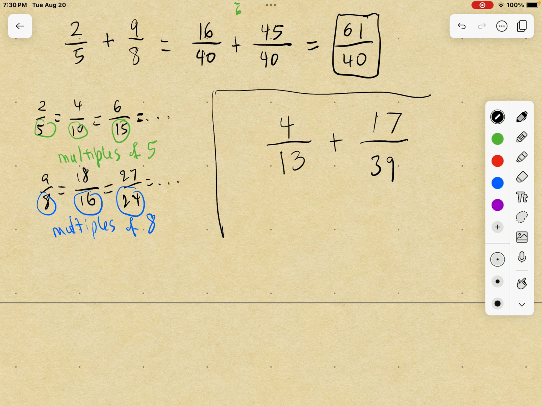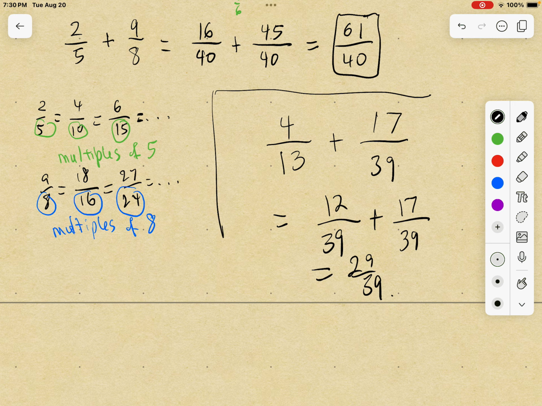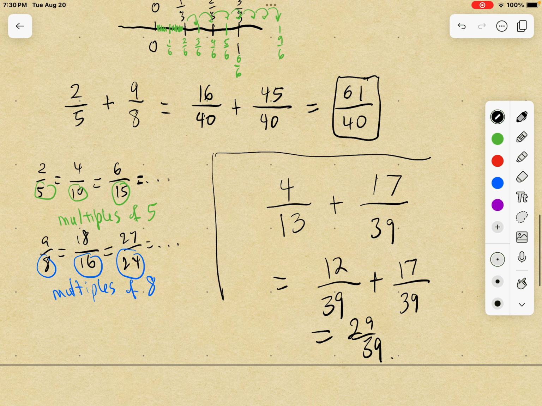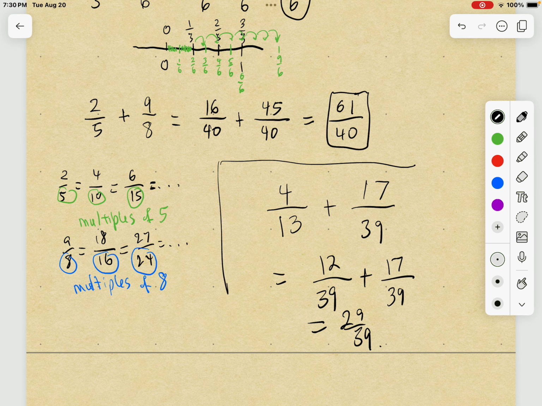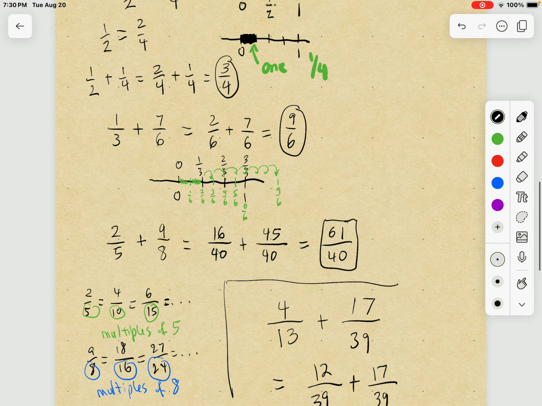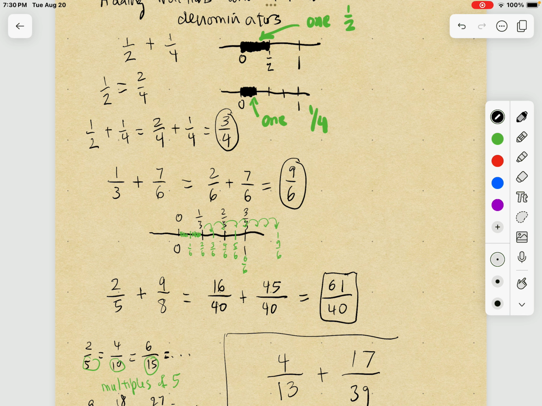And so you just need a number that's a multiple of 13 and 39. In this case, you could do 39. Because it's 12 over 39 plus 17 over 39 makes 29 over 39. You just need one number that's a multiple of both denominators. So in this example, we could use the least common denominator, but for the purpose of explaining what adding fractions really is, you're just taking two pieces and putting them next to each other and seeing how long that is.